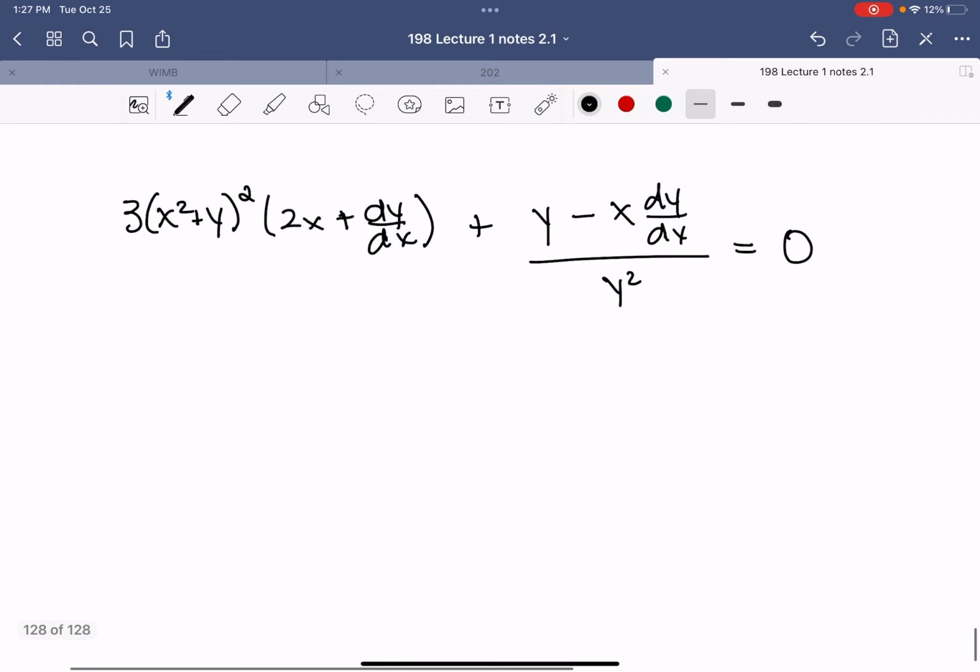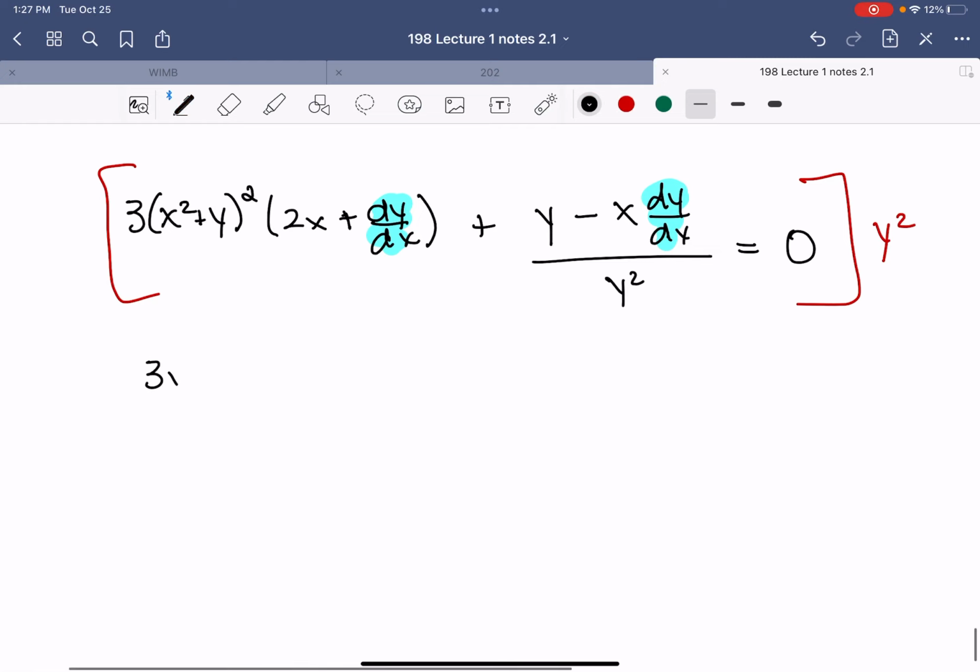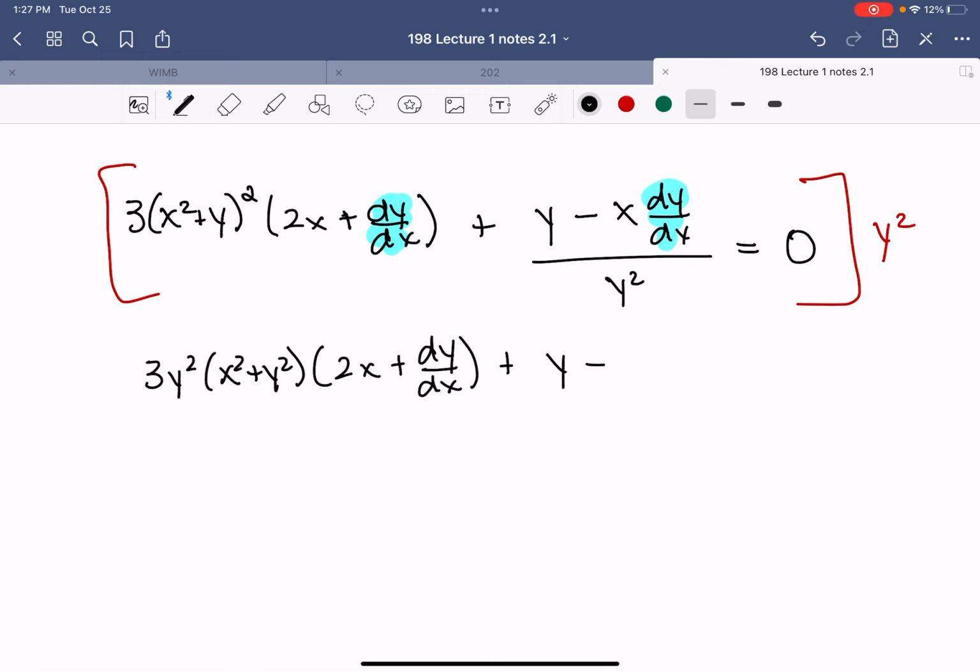Okay, so now what? So my derivatives are here and here. So the first thing I'm going to do is clear out my denominator. So I'm going to multiply everything by y squared. So what I have here is I get 3y squared times x squared plus y squared times 2x plus dy over dx. And then the y squareds cancel in the next term. So y minus x dy over dx. Dy over dx equals 0.